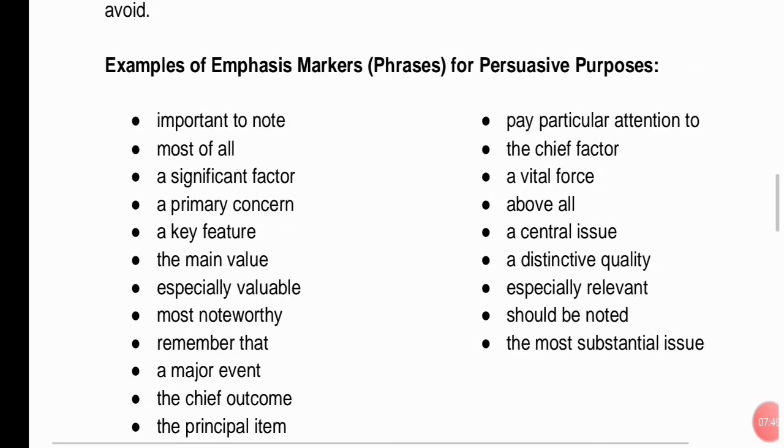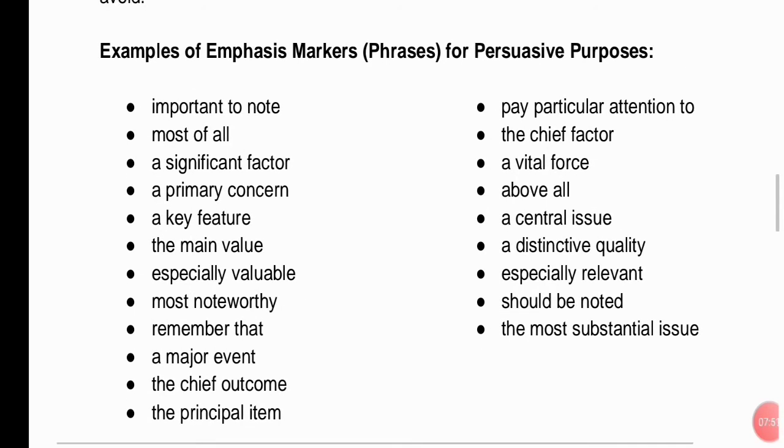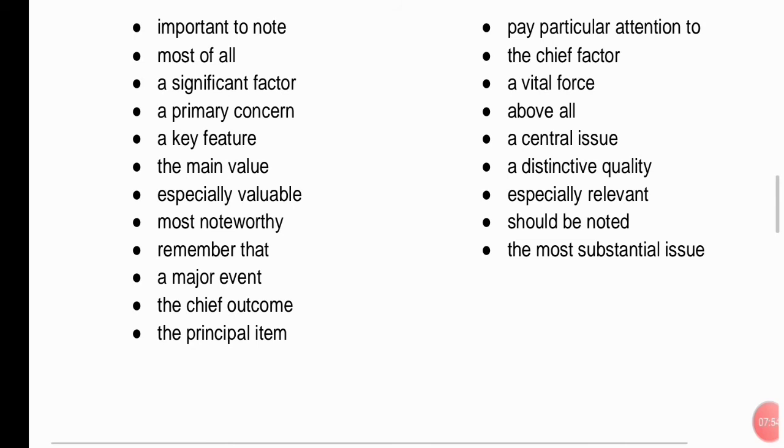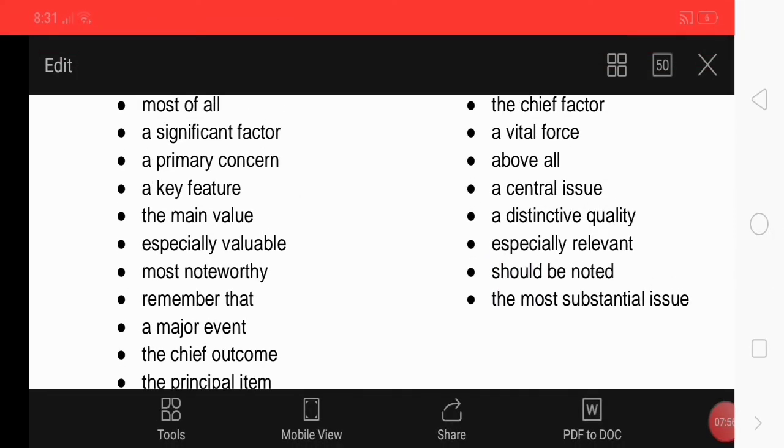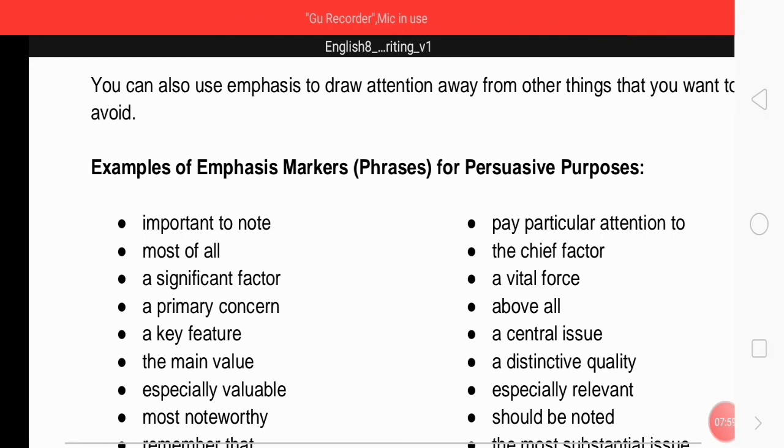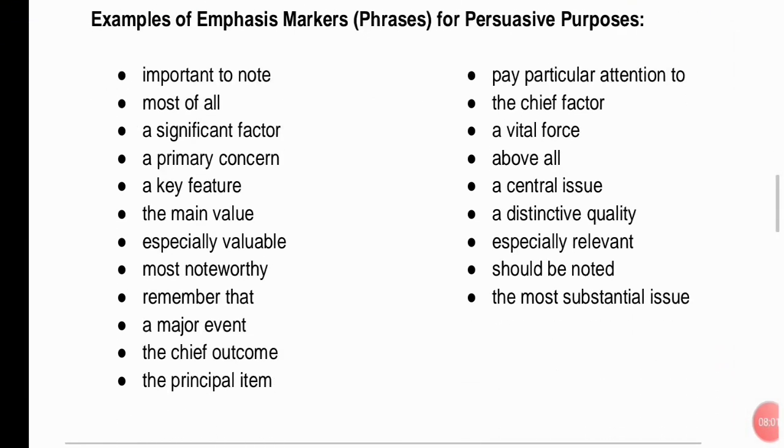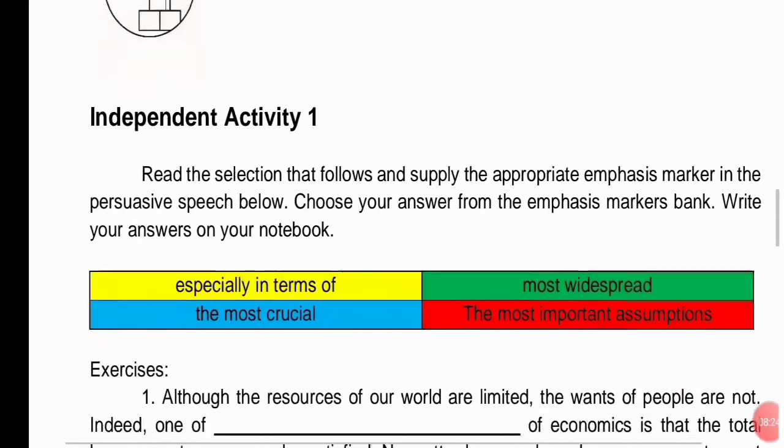Examples of emphasis markers or phrases for persuasive purposes. So these are the additional emphasis markers. Important to note, most of all, a significant factor, a primary concern, a key feature, the main value, especially valuable, most noteworthy. Remember that, a major event, the chief outcome, the principal item, and so on and so forth. You need to copy this, no?